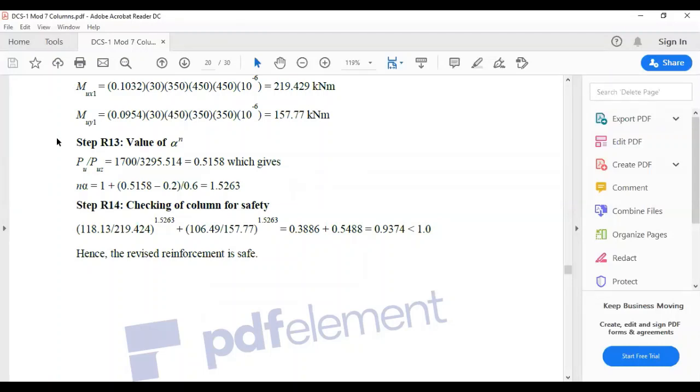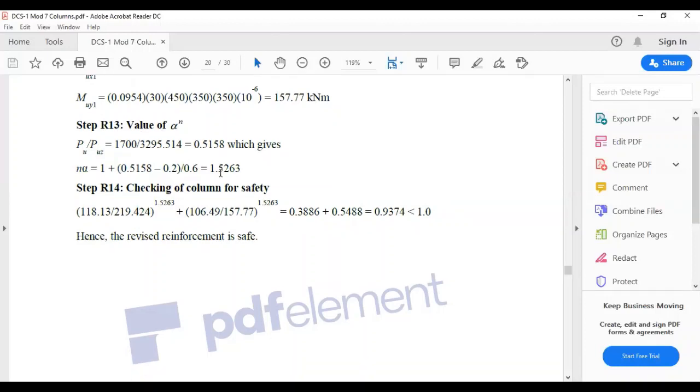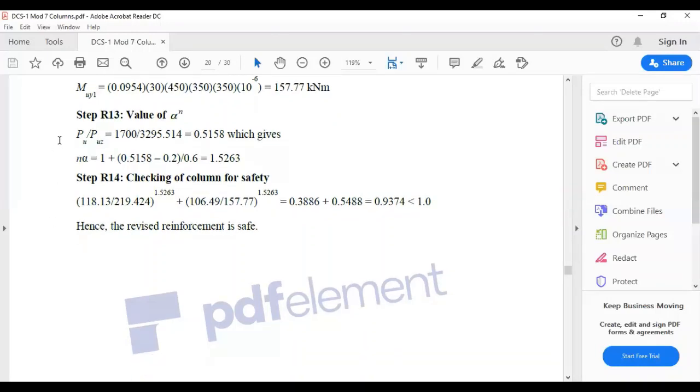We'll also revise step 13 now. The value of Pu upon PUZ now comes out to be 0.5158, and because of this we'll use this formula now to find the value of alpha n. So this is 1 plus 0.5158 minus 0.2 upon 0.6. So this value comes out to be 1.5263.